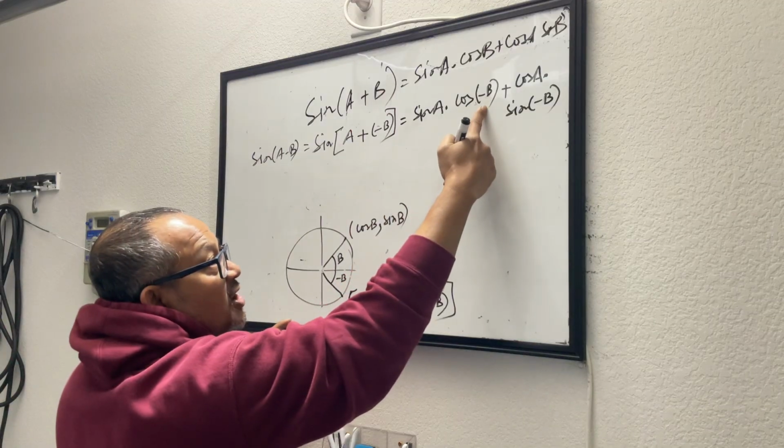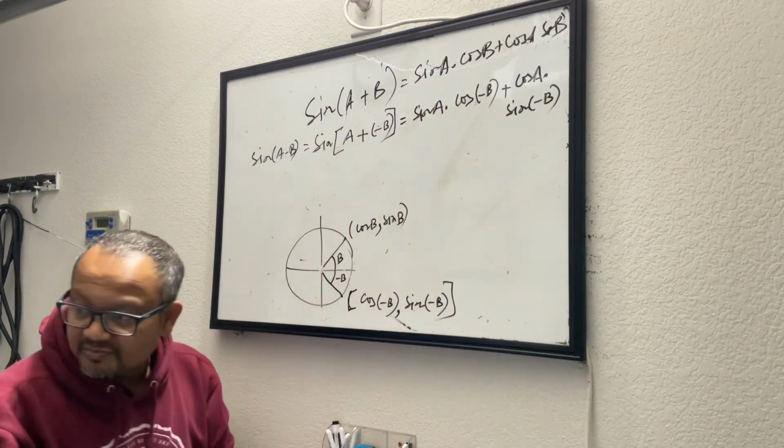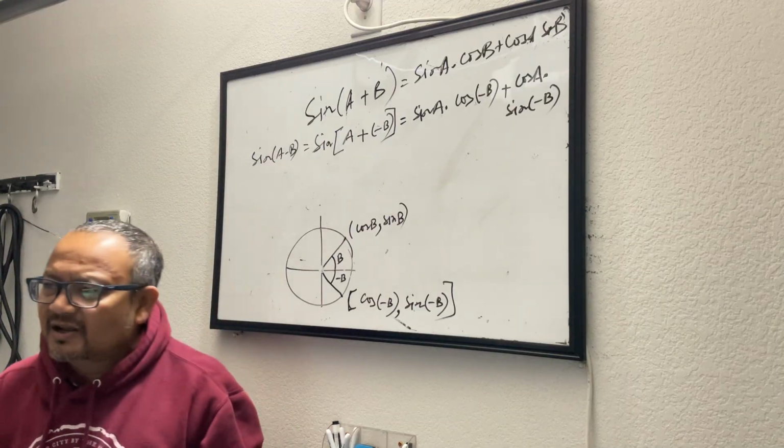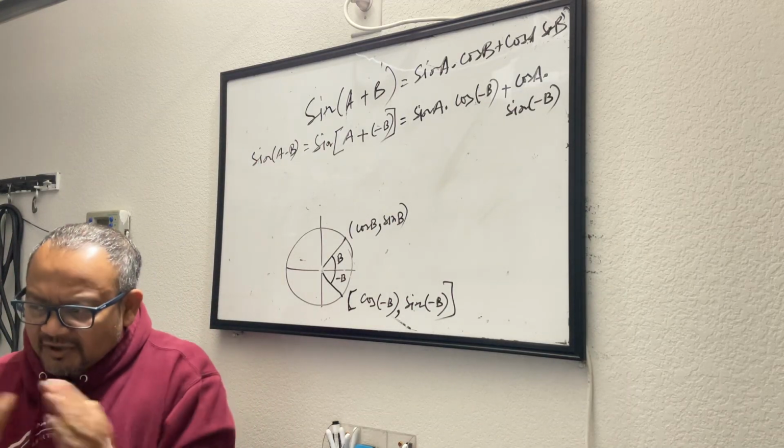So here I had a cos of minus B. I will replace that with cos of B. Okay? Because there's no point dealing with minus angle, plus angle. This gets confusing, right? You're not wanting that.